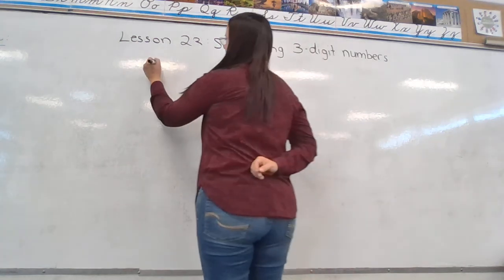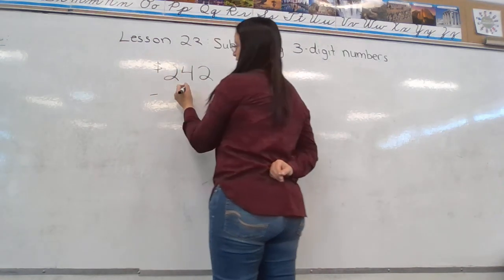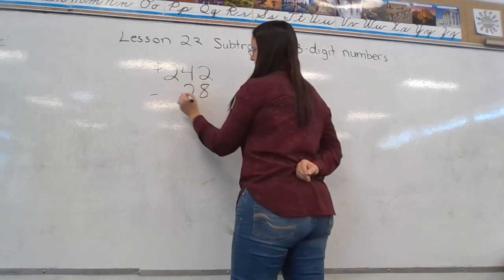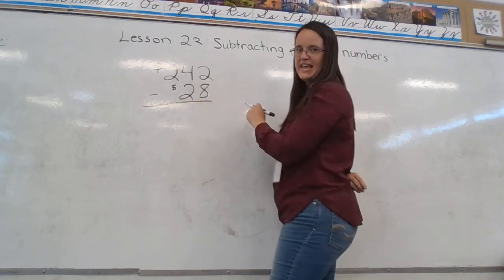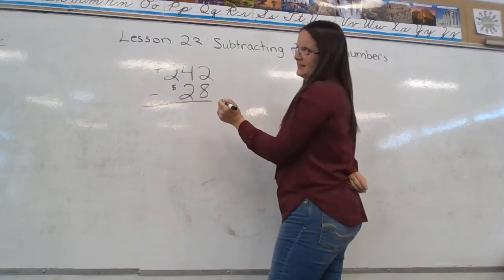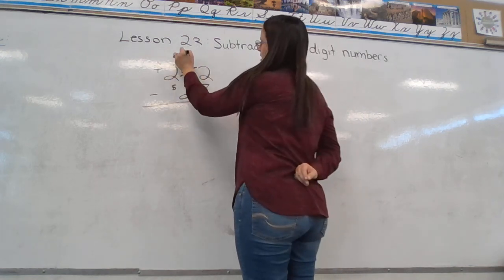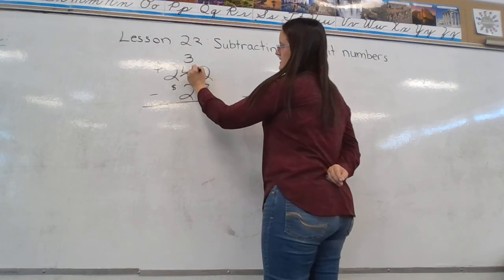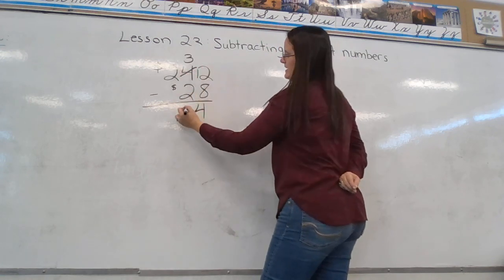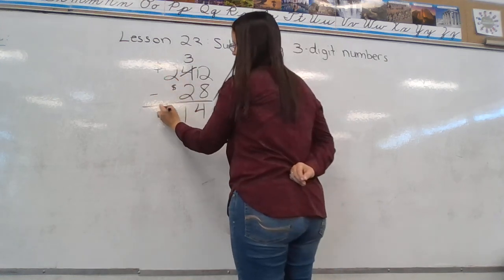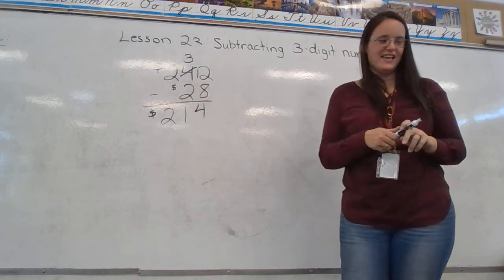So she had $242. She spent $28. How much does she have left? 2 minus 8. Can I do that? Is it 6? No, we have to borrow. Sneak my 1 in there. 12 minus 8. Okay, now it's 4. 3 minus 2. 2 minus nothing. And $214 is what she has left.